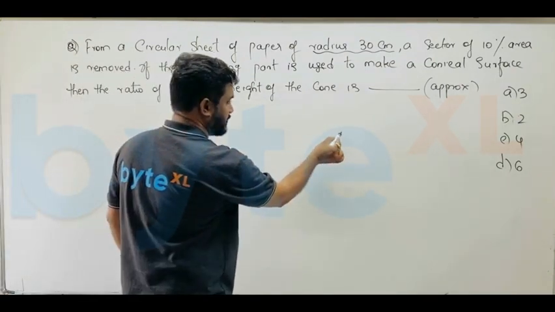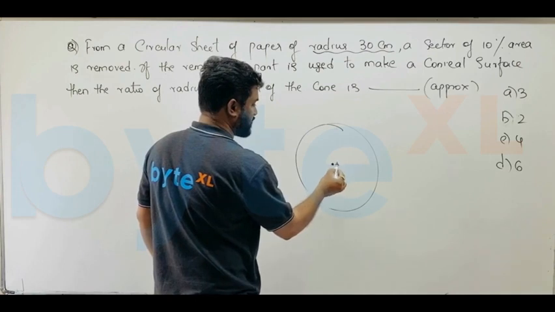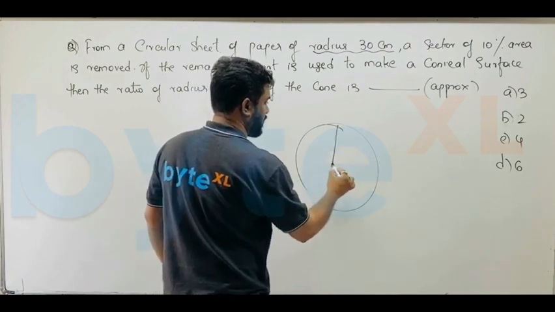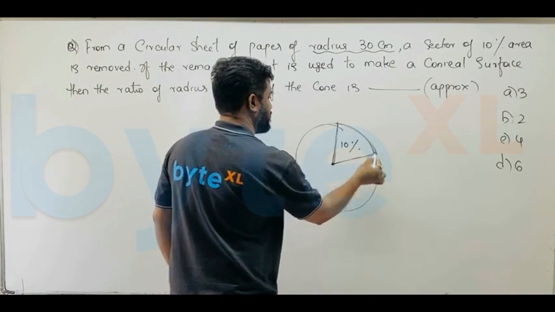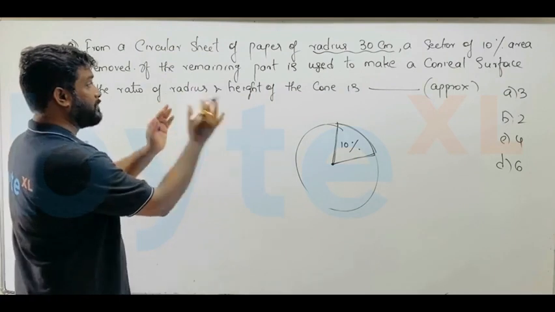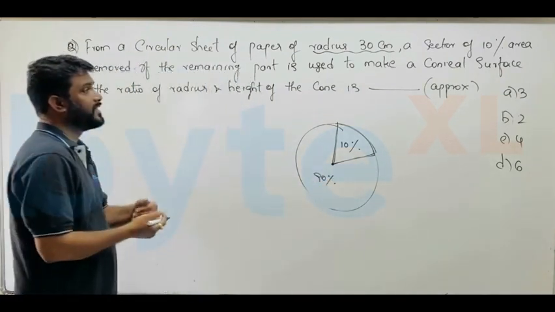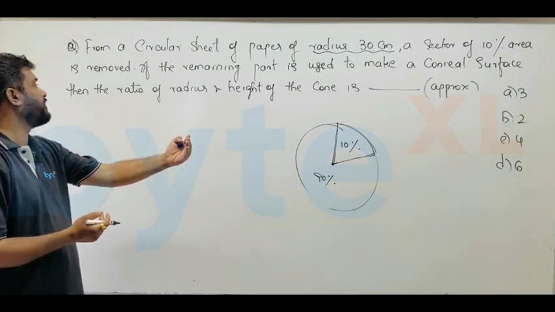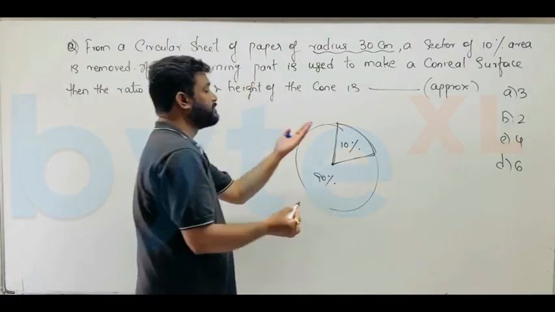That means there is a circle. From that circle, they made a sector. Let us suppose this is the center point and here is 10% area. This is the sector, right? So a sector of 10% area is removed. If the remaining part, that means this 90% of the area, is used to make a conical surface. That means this remaining part is made into a conical surface.